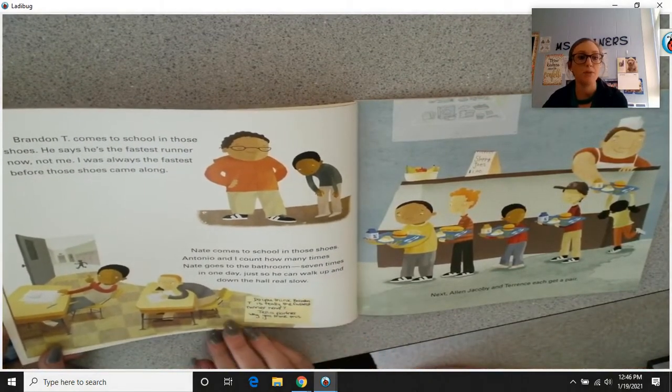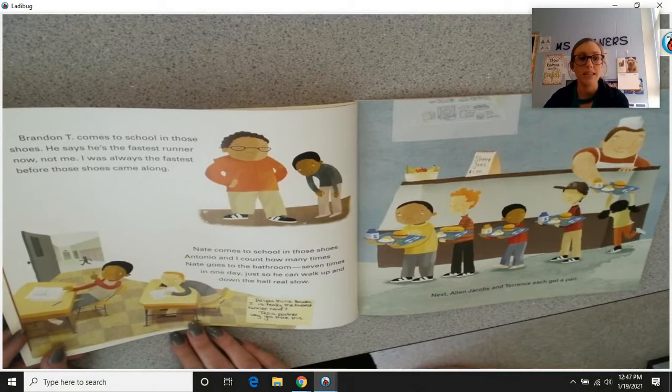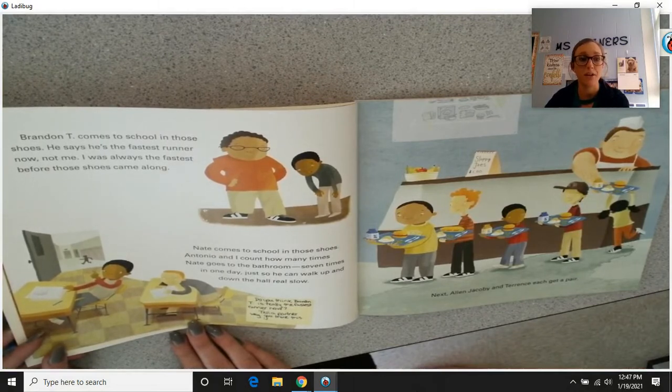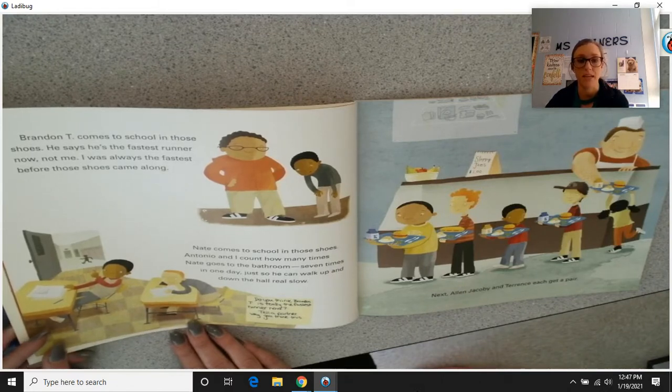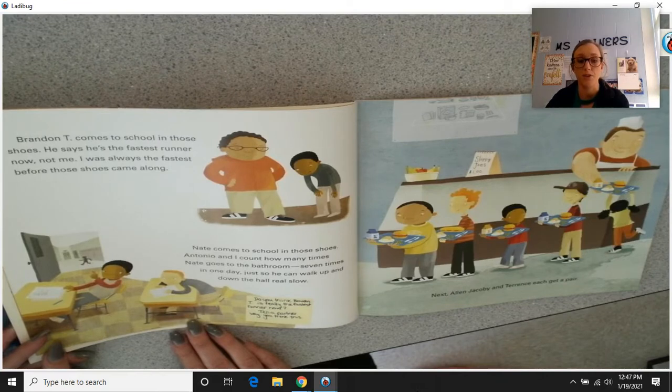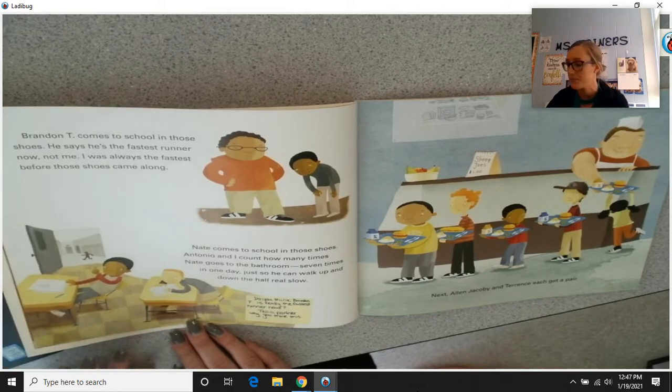Brandon T. comes to school in those shoes. He says he's the fastest runner now, not me. I was always the fastest before those shoes came along. Nate comes to school in those shoes. Antonio and I count how many times Nate goes to the bathroom. 7 times in one day, just so he can walk up and down the hall real slow.